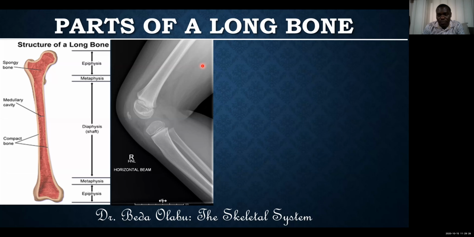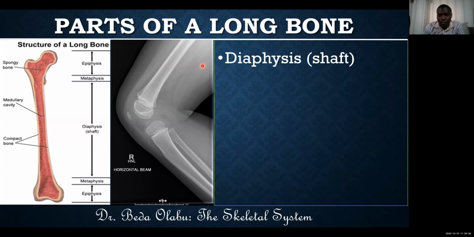Parts of a long bone. The shaft of a long bone is known as the diaphysis. This is how the diaphysis will look radiologically, this region here.